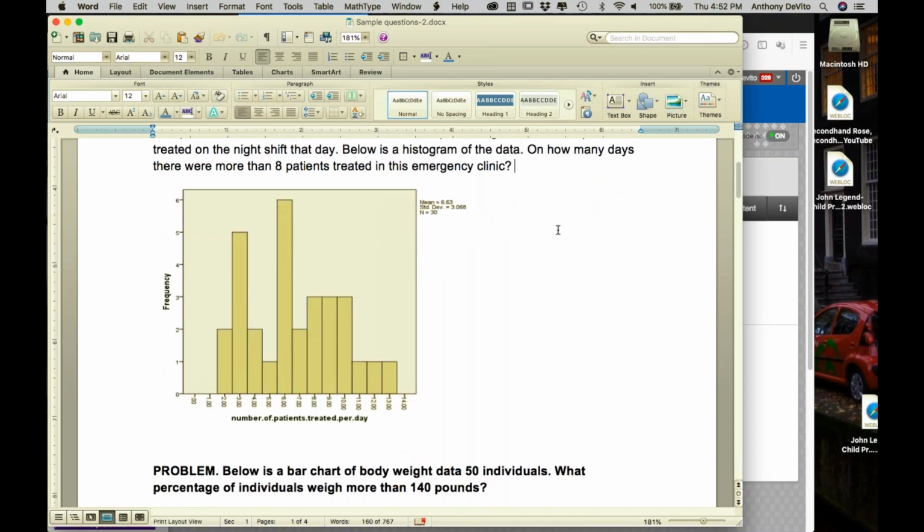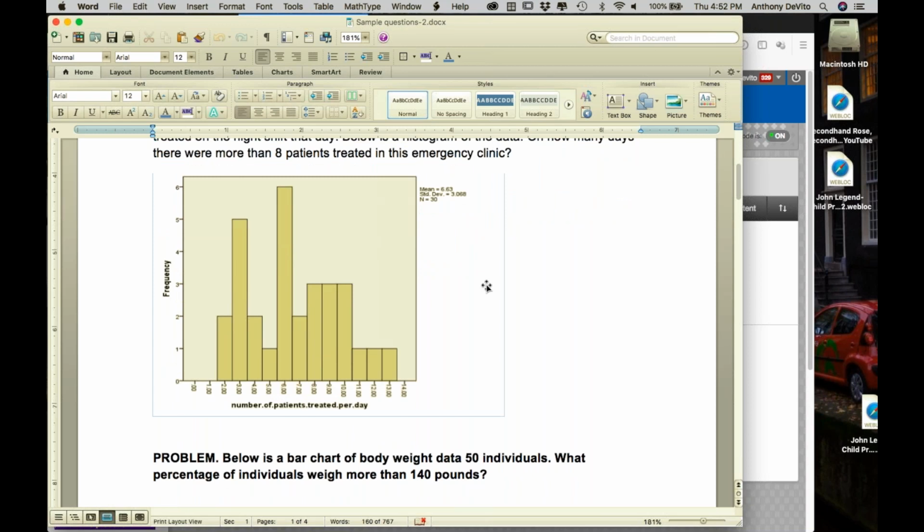This is a particularly difficult version of this to work with. Here we have the number of patients treated per day. So 2 per day happened on 2 different days. How often did they get 3 patients? That happened on 5 evenings. So the height, the frequency, is the number of nights where you had that many patients. It's a little hard to interpret this graph, but before you do anything, look at the axes and make sure you understand what they're asking about.